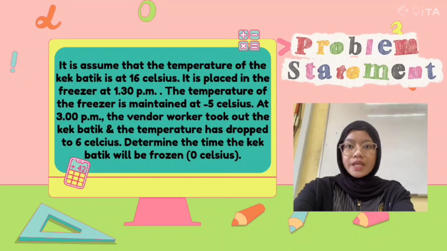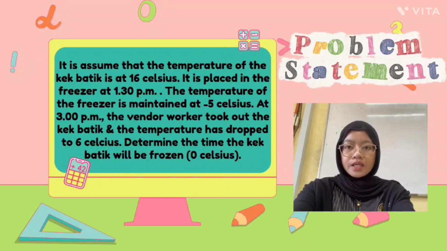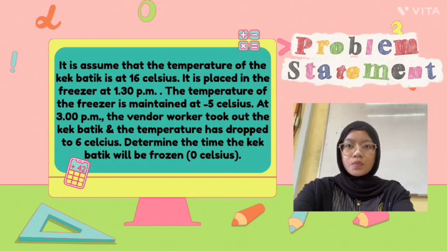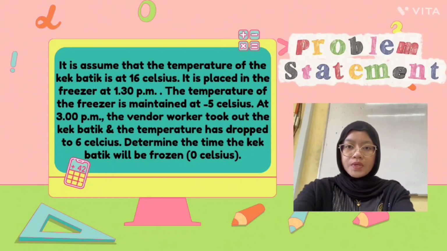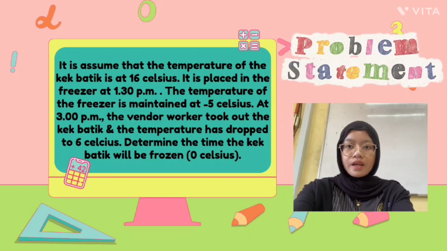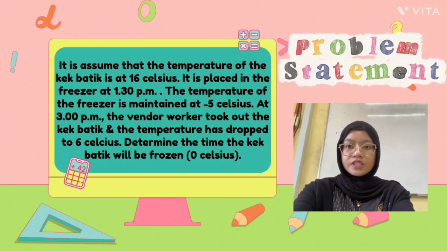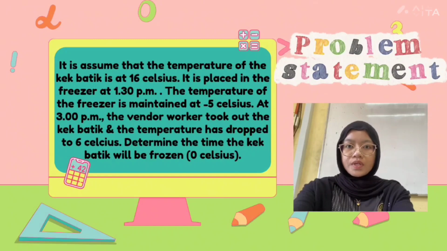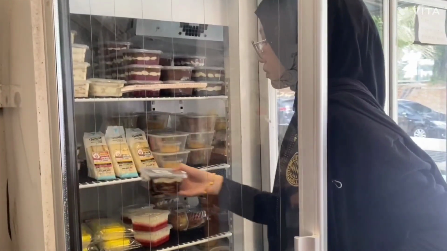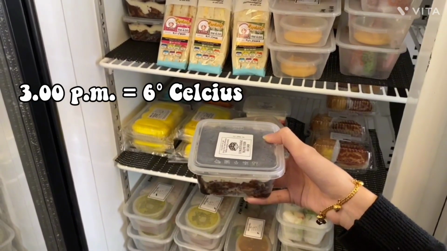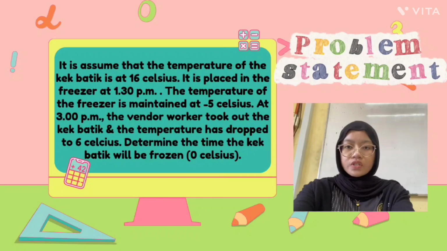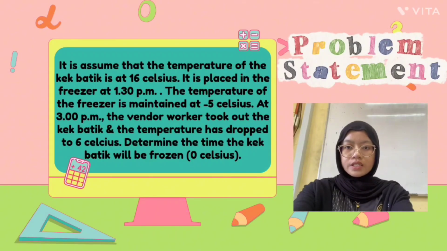It is assumed that the temperature of the cake batik is 16 degrees Celsius. It is placed in the freezer at 1:30 p.m. The temperature of the freezer is maintained at -5 degrees Celsius. At 3 p.m., the vendor worker took out the cake batik and the temperature has dropped to 6 degrees Celsius. Determine the time the cake batik will be frozen at 0 degrees Celsius.